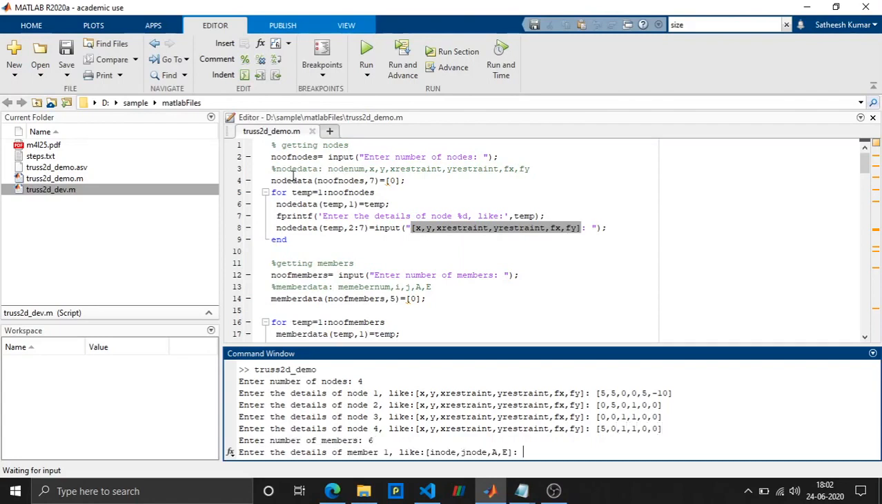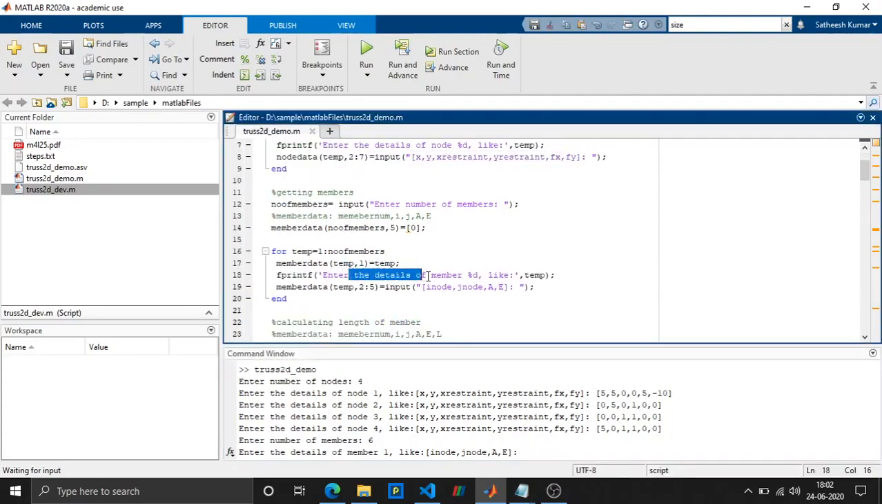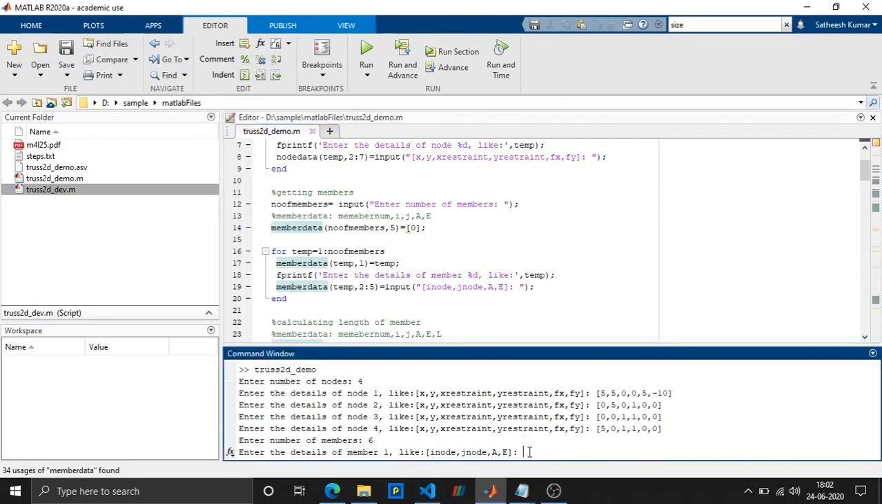And I have 6 members. Here it is asking to enter the details of member 1. You can look at these syntaxes. I have used a printf. So for the member details, the first member is located between nodes 1 and 2. Let me take the I node as 1 and the j node as 2. Let me give unique values for a and e.